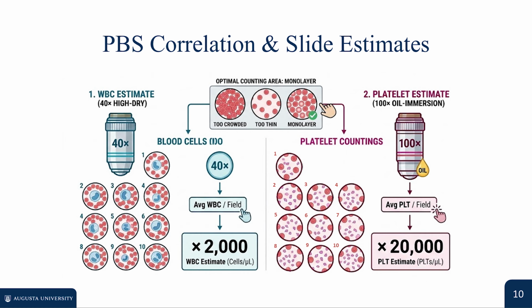For the platelet estimate, we examine 10 consecutive fields under the 100x oil immersion objective in the monolayer. The average number of platelets per field is multiplied by 20,000 to calculate the estimated platelet count per microliter. These visual estimates must correlate with the automated counts before results are verified, providing a rapid check against electronic counting errors, undetected clots, or extreme cell aggregation.